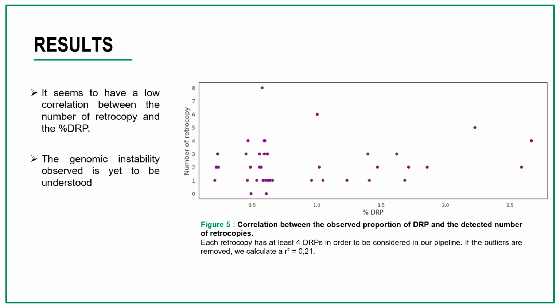Then we wanted to look at the correlation between the potential retrocopies and the DRP percentage. And at first, if we remove the outliers, we can see a local correlation between these two variables, and we can calculate an R squared of 0.21.